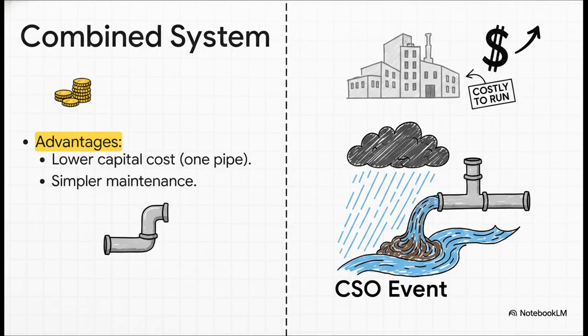Now, the big selling point here is the upfront cost. It's obviously way cheaper to lay one network of pipes instead of two. But, and this is a big but, the downsides are pretty serious. Your treatment plant has to be absolutely massive to handle not just the daily sewage, but also the huge surge of water from a rainstorm. And if that storm is too big, the whole system can get overwhelmed. That leads to something called a combined sewer overflow, or CSO, a huge environmental headache we'll talk more about in a bit.